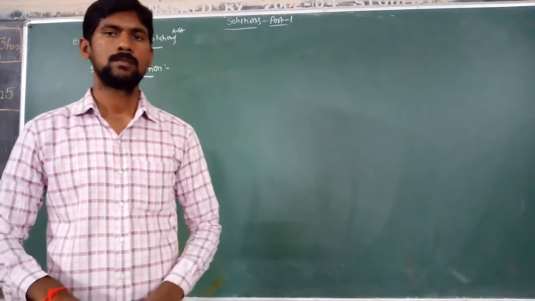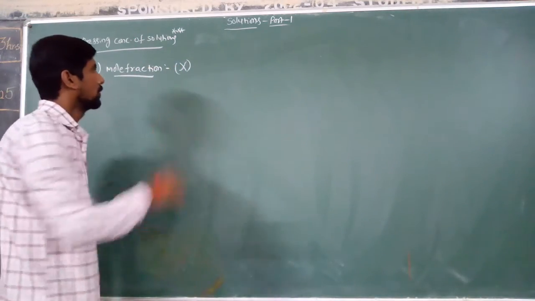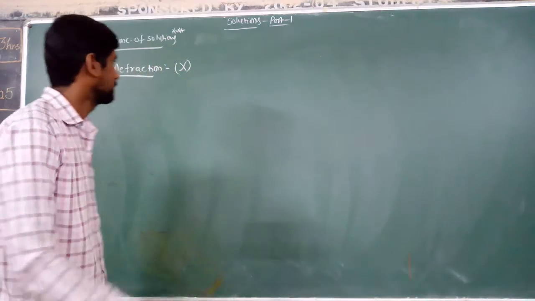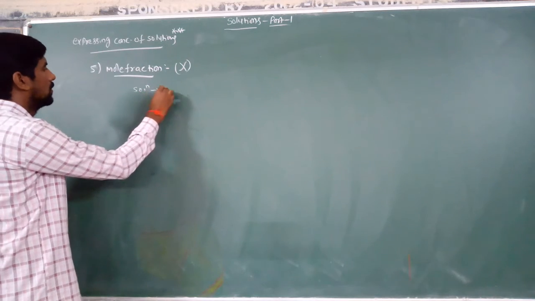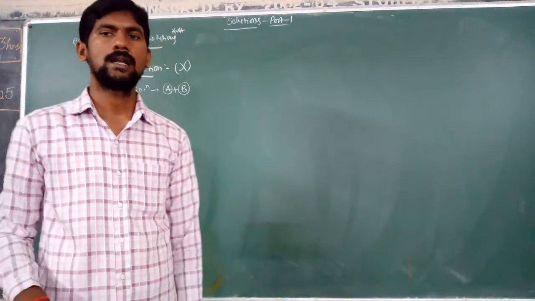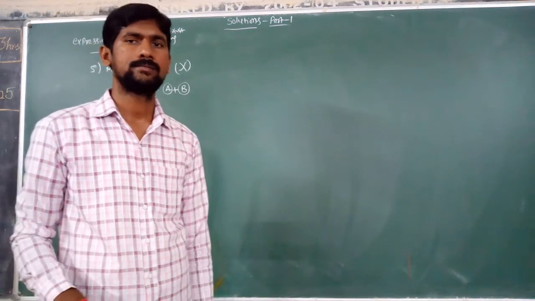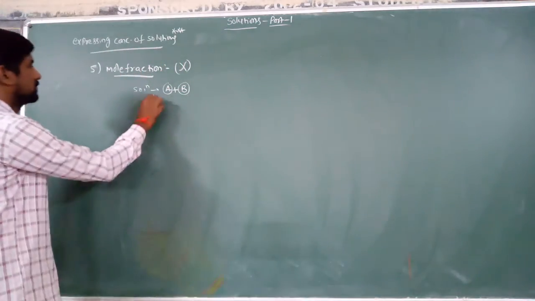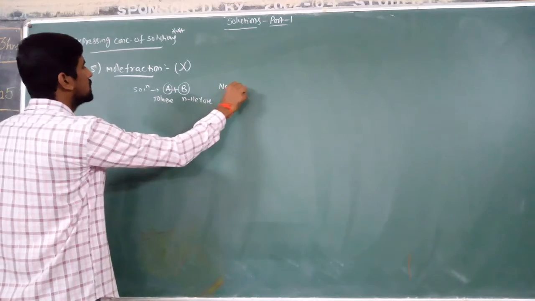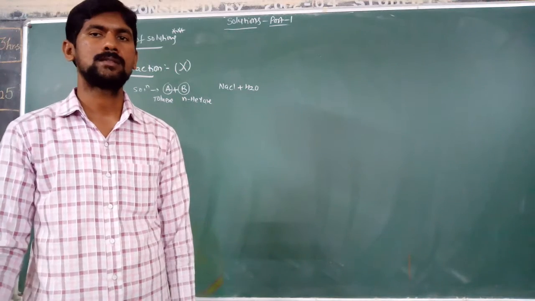Then mole fraction. The mole fraction is denoted by the symbol X. For example, the binary solution contains two components, A and B. For example, toluene is dissolved in hexane, or sodium chloride is dissolved in water, or sugar particles are dissolved in water. The solution containing two components.